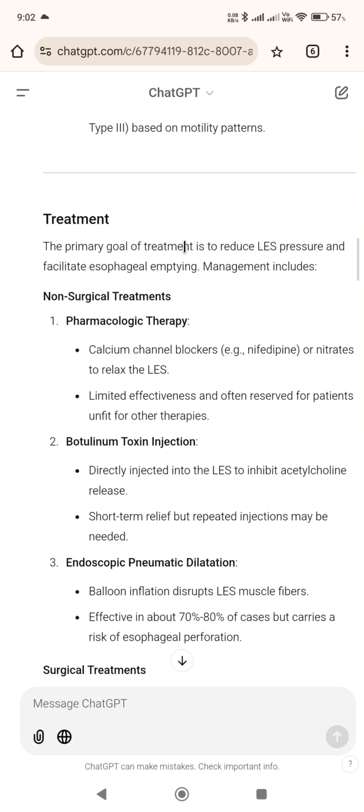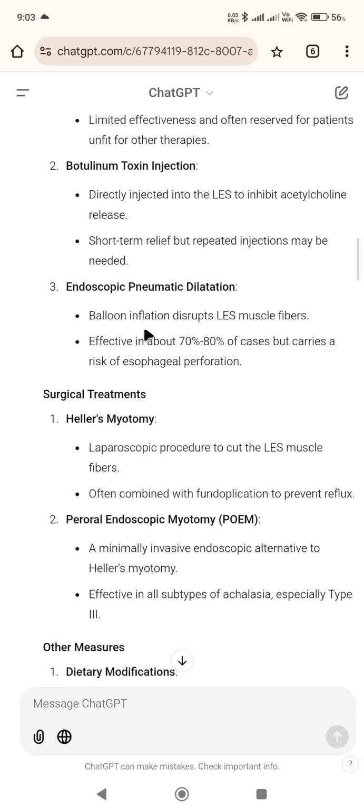Treatment. The primary goal of treatment is to reduce LES pressure and facilitate esophageal emptying. Management includes non-surgical treatments. 1. Pharmacologic therapy. Calcium channel blockers, e.g., nifedipine, or nitrates to relax the LES, limited effectiveness, and often reserved for patients unfit for other therapies. 2. Botulinum toxin injection, directly injected into the LES to inhibit acetylcholine release. Short-term relief, but repeated injections may be needed. 3. Endoscopic pneumatic dilatation. Balloon inflation disrupts LES muscle fibers. Effective in about 70-80% of cases, but carries a risk of esophageal perforation.